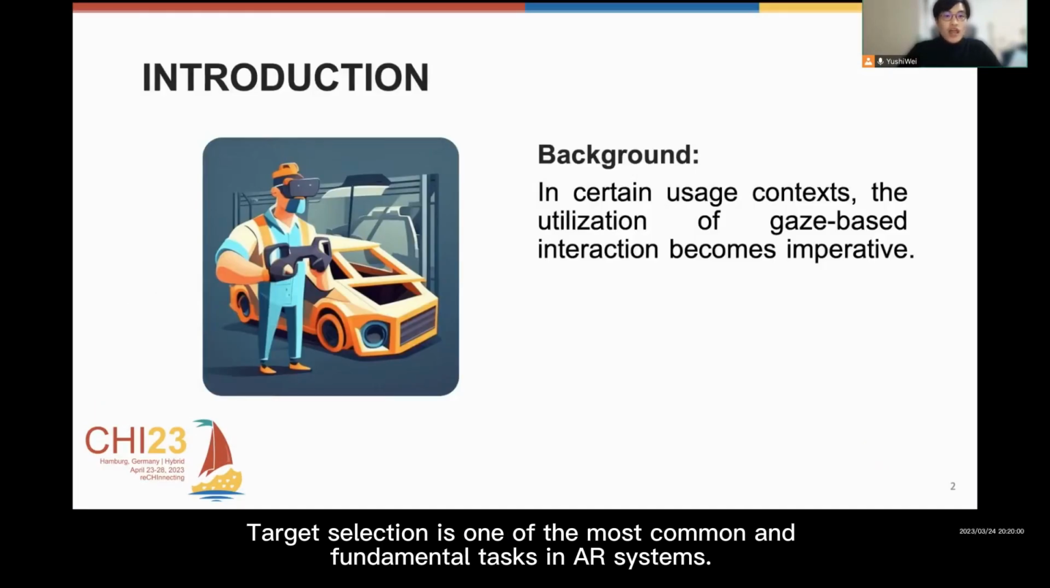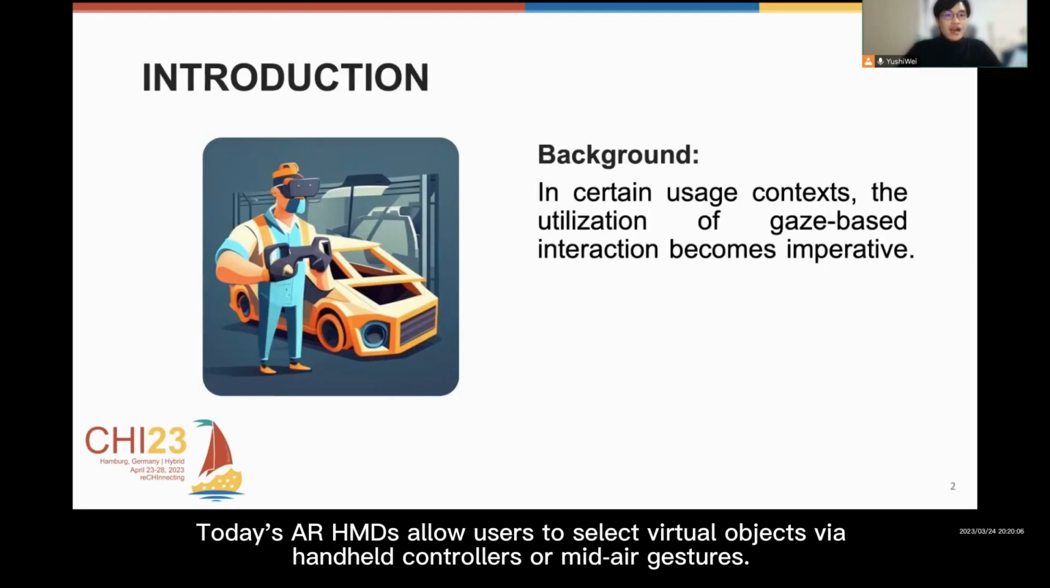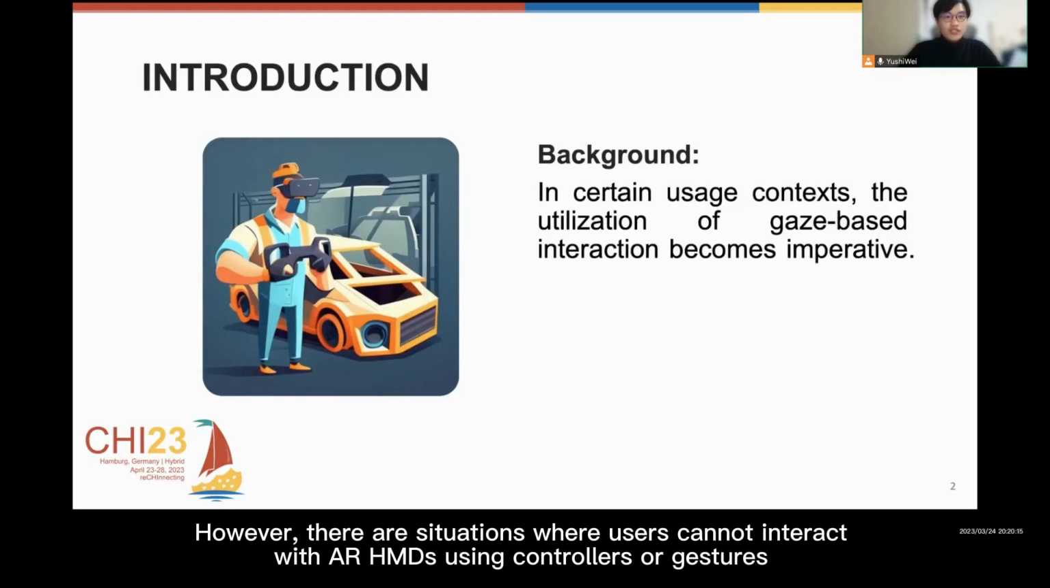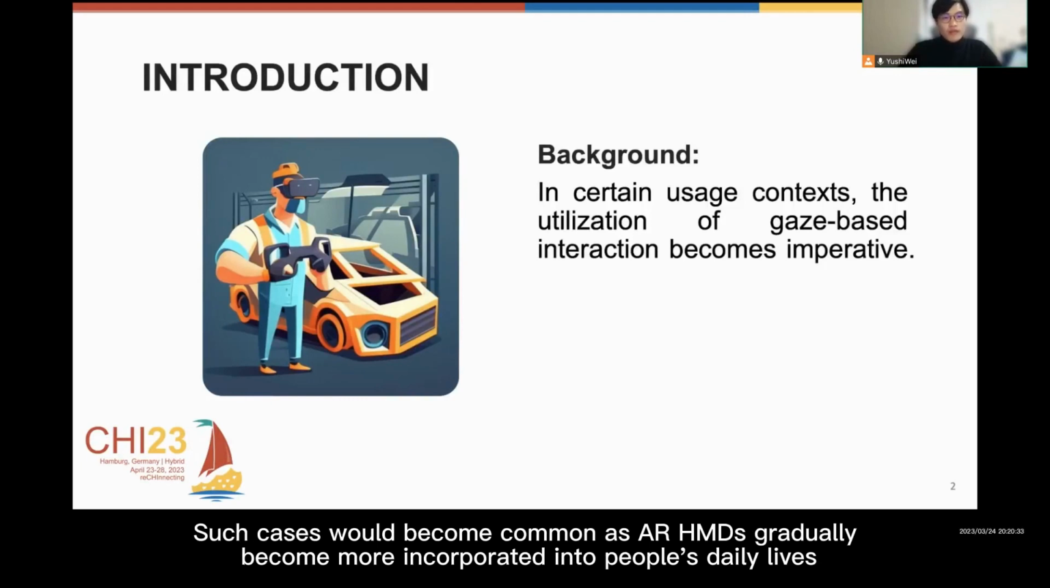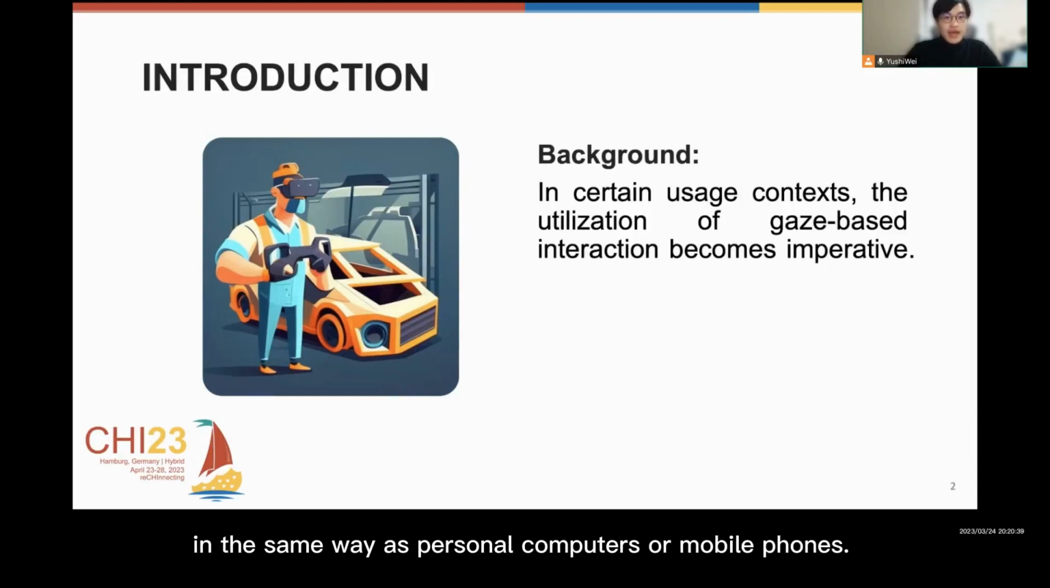Target selection is one of the most common and fundamental tasks in AR systems. Today's AR HMDs allow users to select virtual objects via handheld controllers or mid-air gestures. However, there are situations where a user cannot interact with the AR HMDs using controllers or gestures, because one or both of their hands are occupied with other tasks, such as carrying tools or other items. Such cases would become common as AR-HMDs gradually become more incorporated into people's daily lives, in the same way as personal computers or mobile phones.